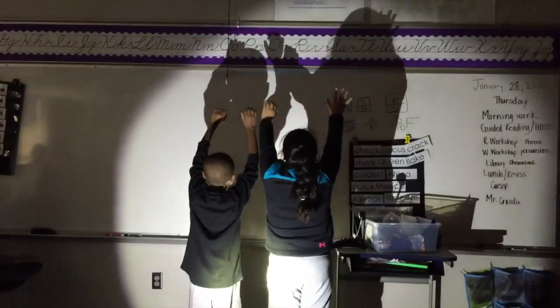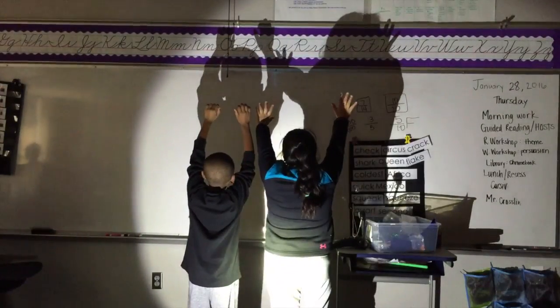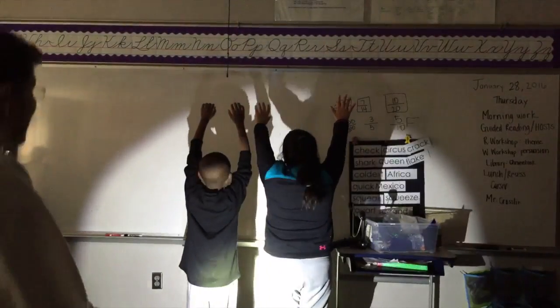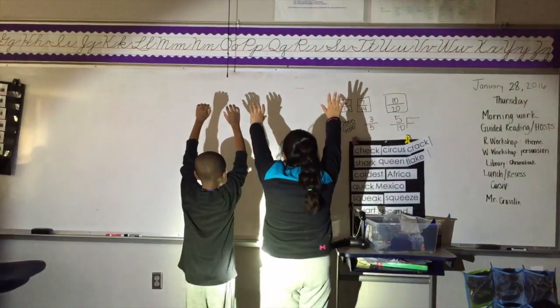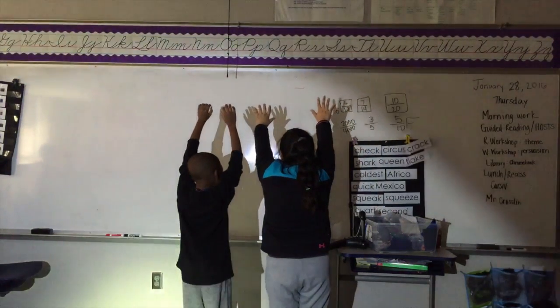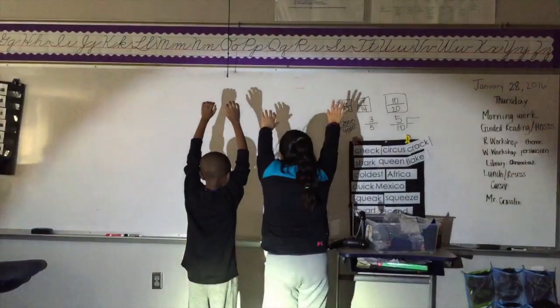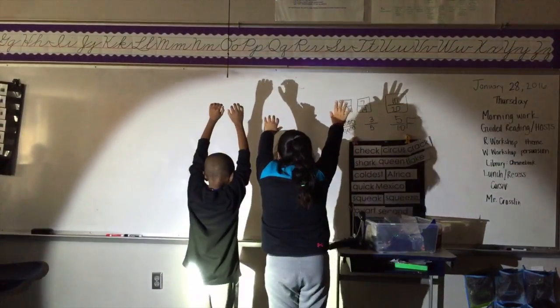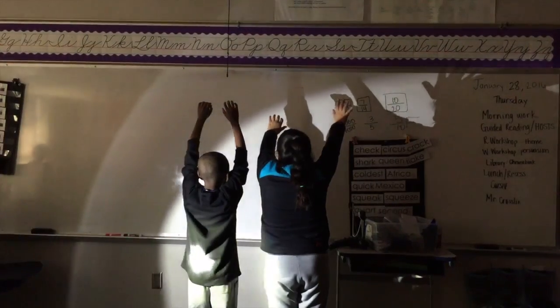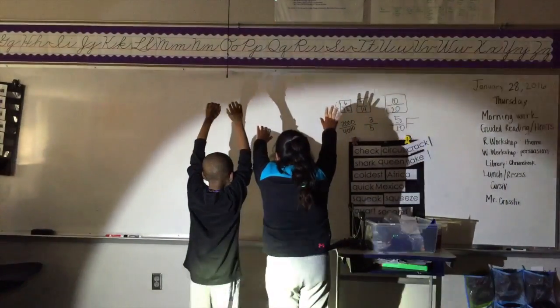So, you see, we have a light source, we have an object, and we have a surface. And the farther away I am, the shadow changes. What if the light source is over here? So big.